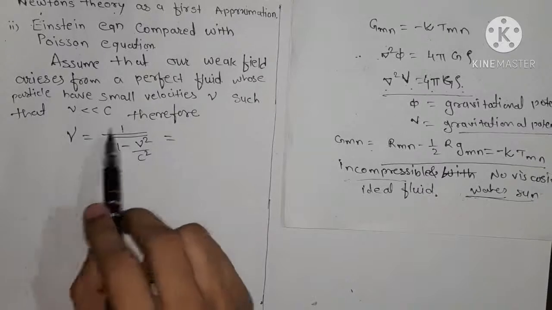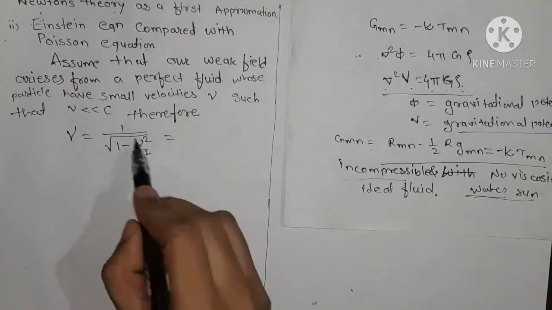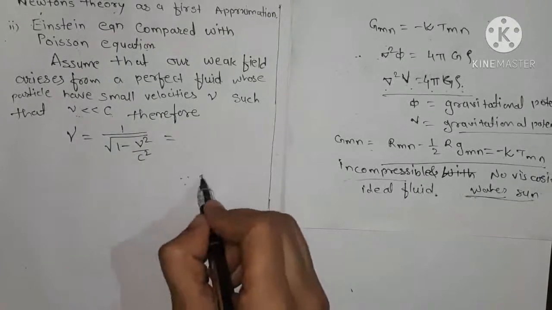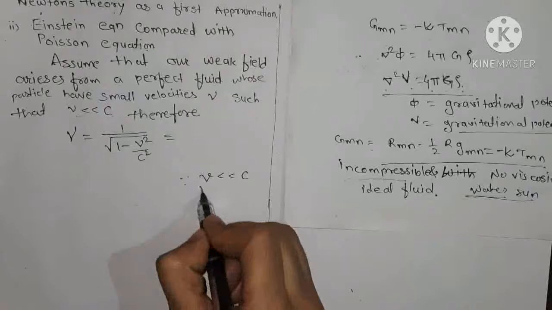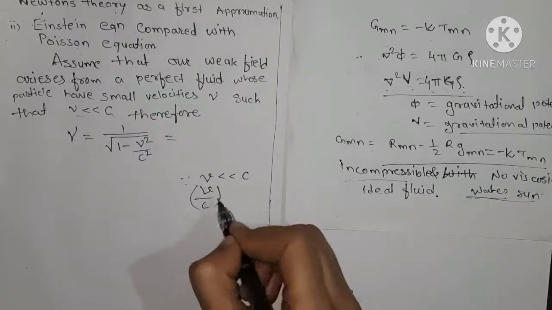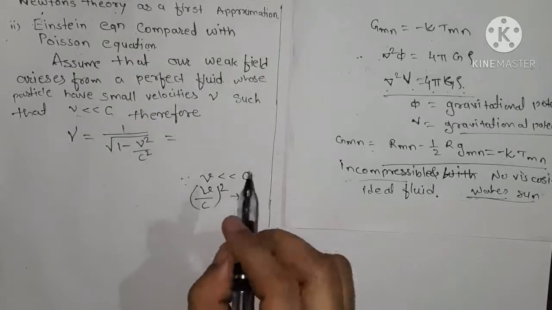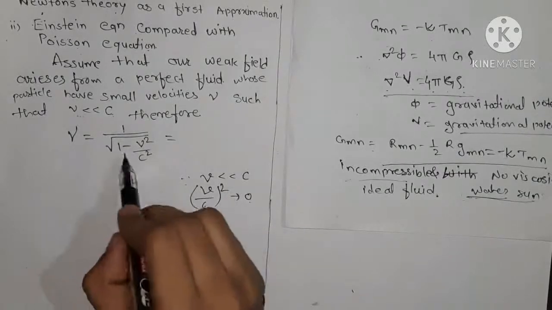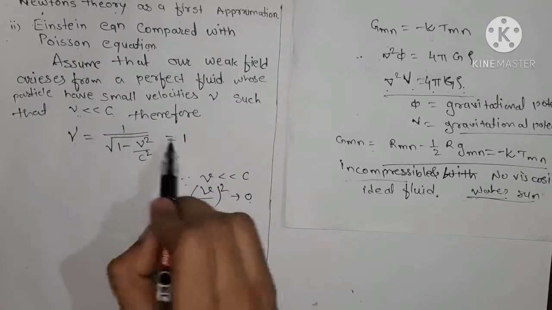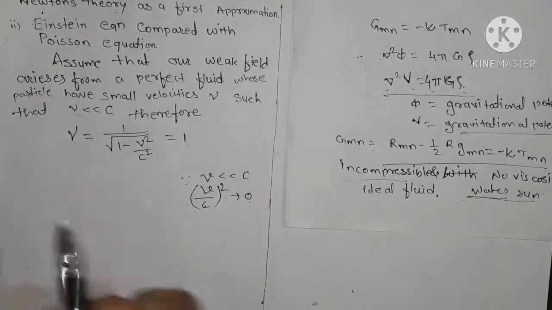So gamma is equal to 1 upon the square root of 1 minus v square upon c square, and since v is very much smaller than c, v upon c is very much smaller than 1, and thus its square tends to 0. As this tends to 0, gamma tends to 1, and hence we say that gamma equals 1 when the velocity is very much smaller than c.